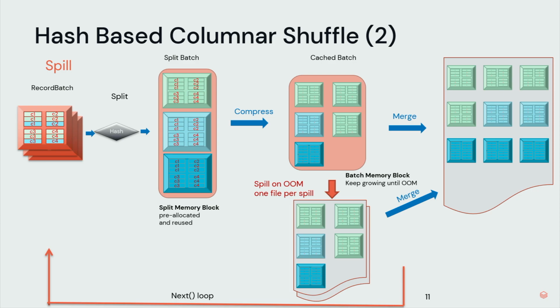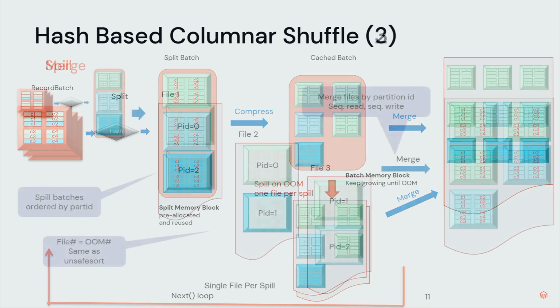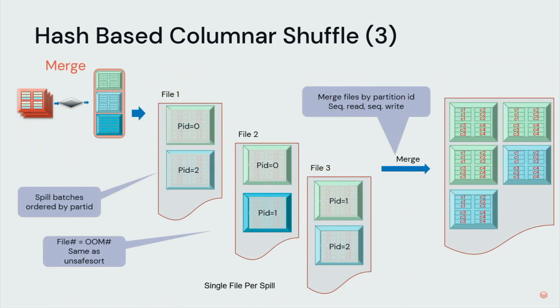For each out of memory, we spill all the data into a single file, sorted by the partition ID. In this way, we can solve the small file issue of the hash-based shuffle. So this is how the spill works. And then this is how the merge works.